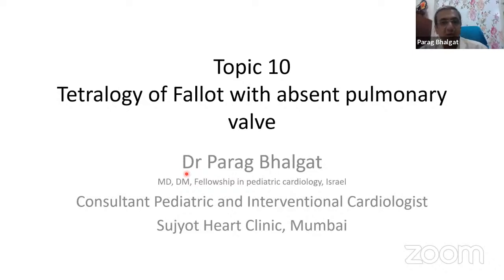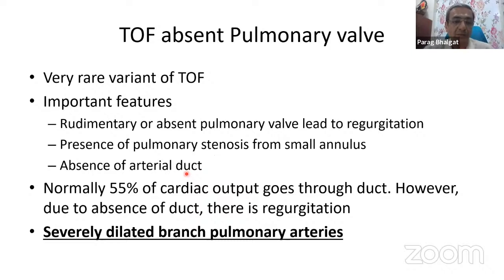So after going through the TOF, you will see a variety of TOF with absent pulmonary valve. This is a very rare variant where the valve tissue is absent, but the annular narrowing is there. So it leads to both stenosis and regurgitation. Stenosis is from the small annulus and regurgitation is from the absent pulmonary valve. Duct is absent, as a rule.